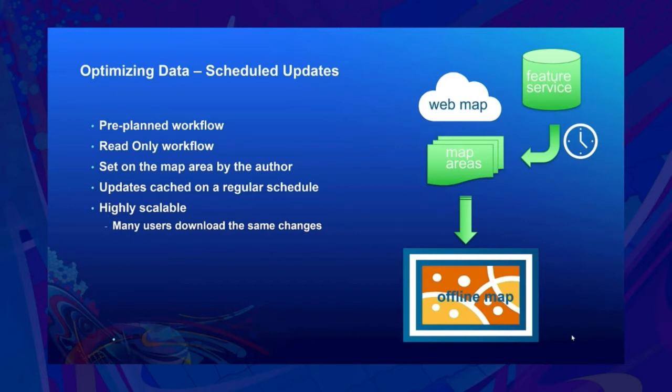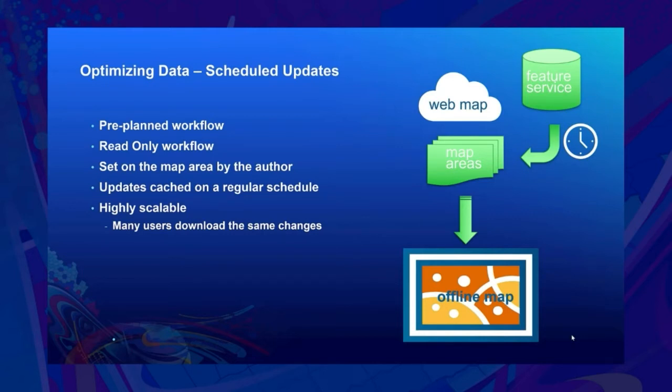The feature data in the map areas comes from a feature service as normal. And the first time that you come to take the map offline, you would just download it as normal. But it's what happens next is where the optimization kicks in, because you're able to set up a regular schedule to perform updates on the feature data. So this could be hourly or daily or weekly, whatever works with the cadence of your data.